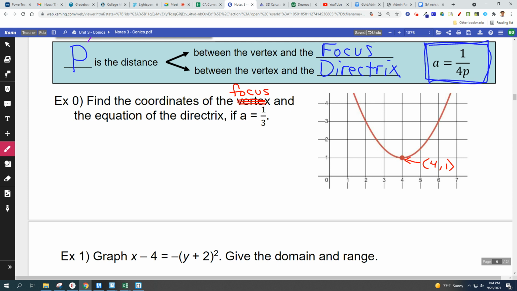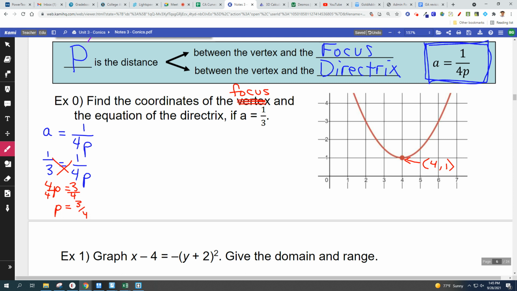And people really struggle with that. Students really struggle with that because they don't know that formula. a equals 1 over 4p. You need to use this formula in order to find that distance so you can find what you need. a is 1/3, so I'm just going to plug it in right here. 1/3 equals 1 over 4p, and then I can cross multiply to solve this equation. 4p equals 3, divide by 4, p is going to equal 3/4.